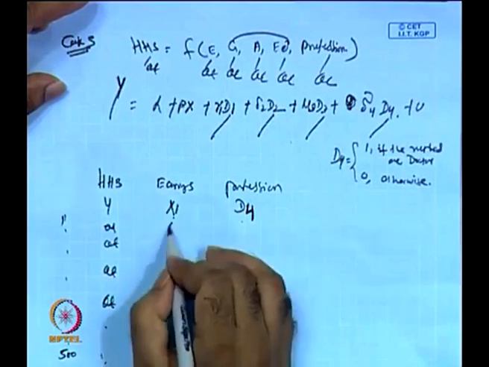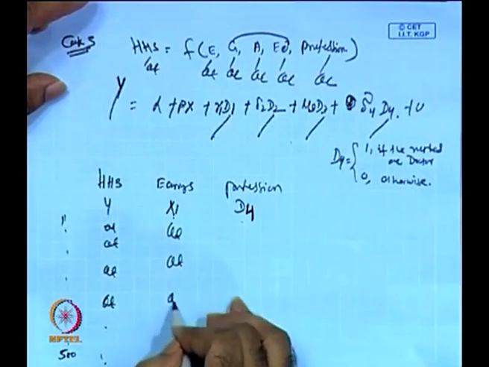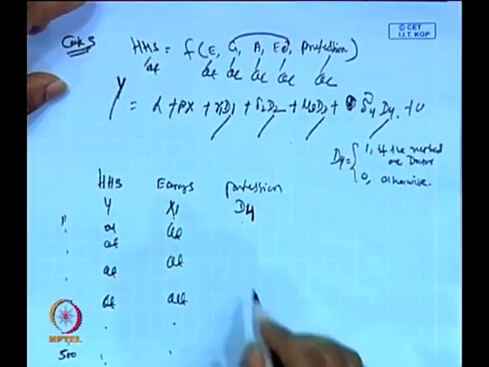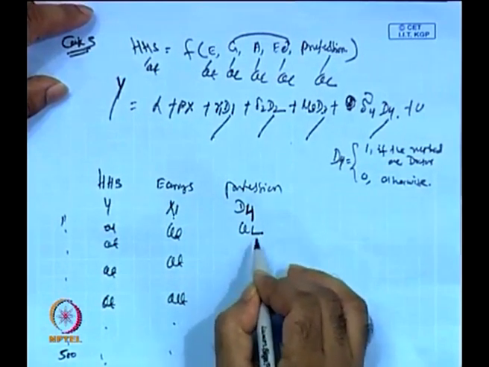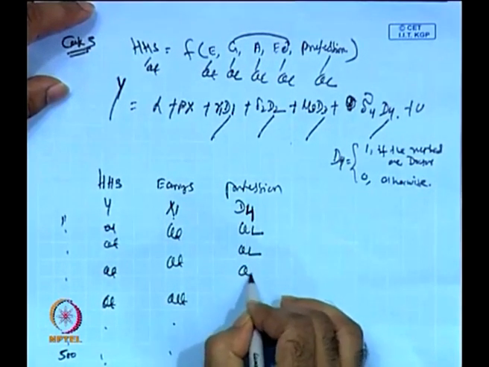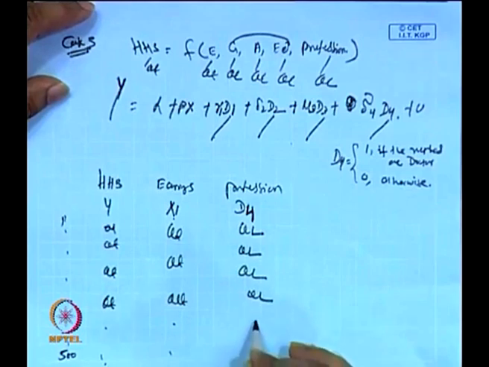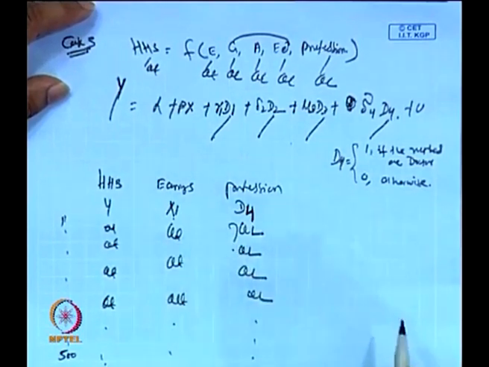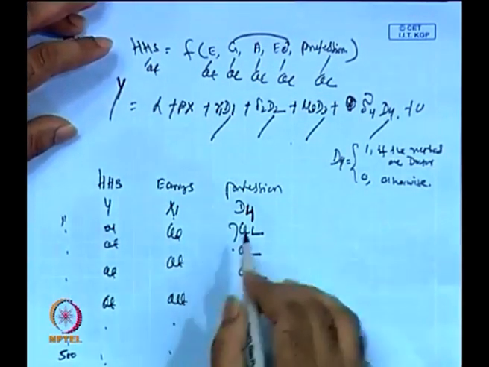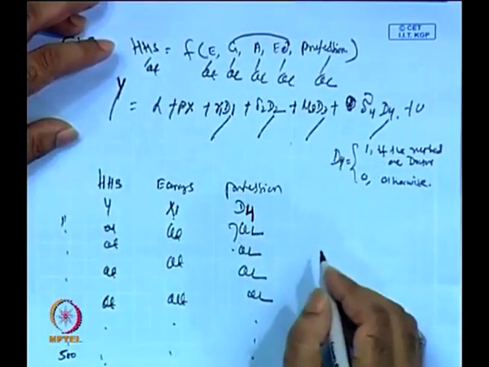Earnings is quantitative, this is quantitative, this is quantitative. Now this is qualitative, this is qualitative, this is qualitative, this is qualitative. And this one is a question mark. So, you cannot directly regress. You have to transform it.